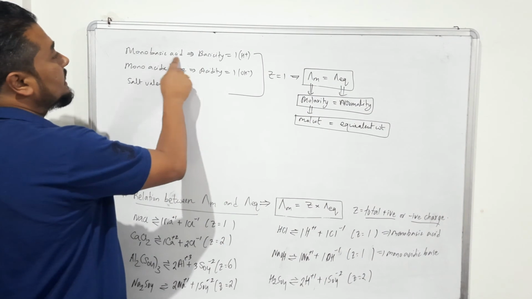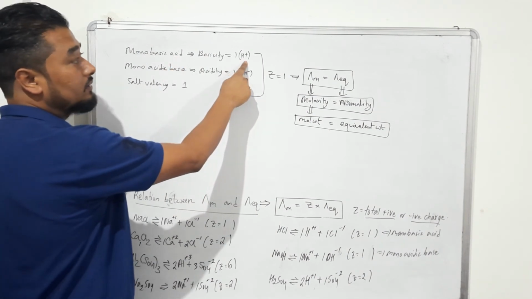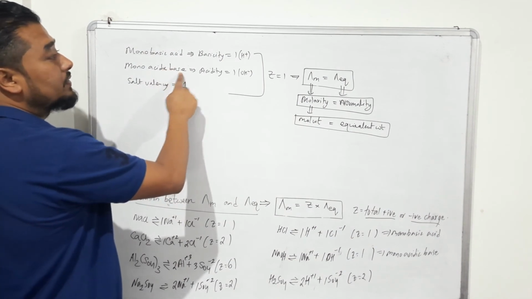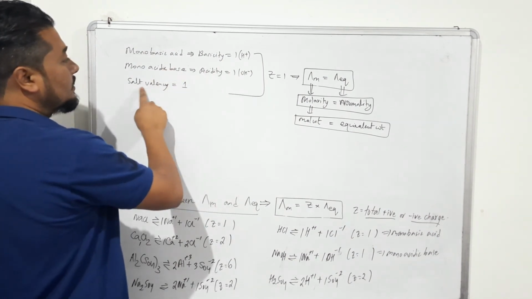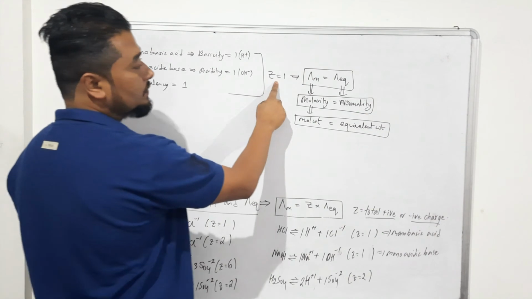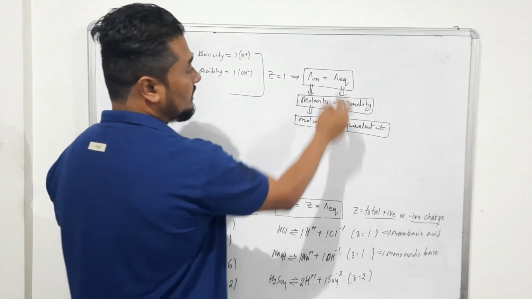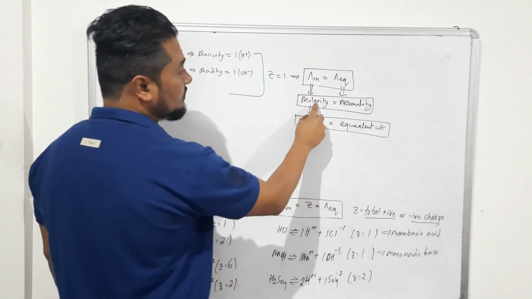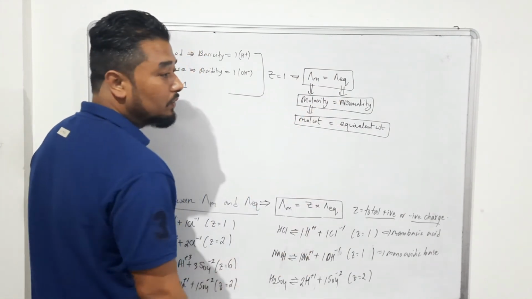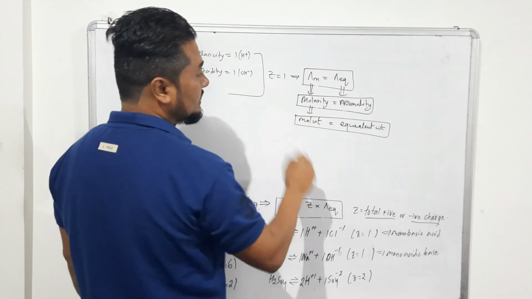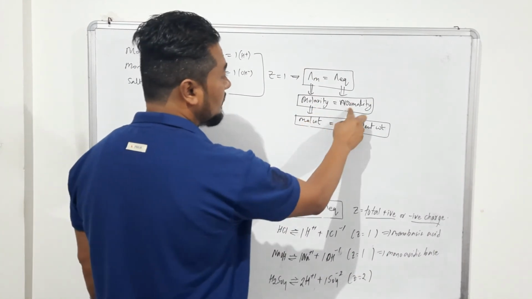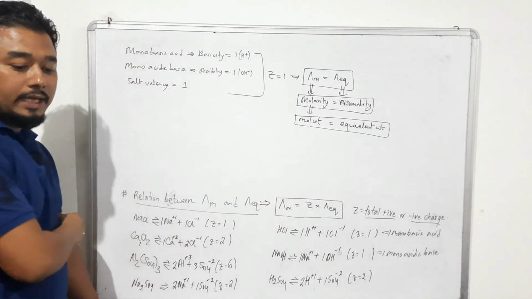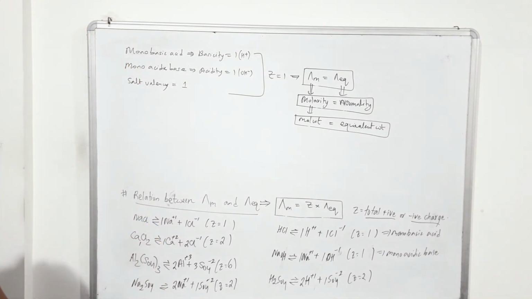So monobasic acid means whose basicity is 1, the acid which will give you only 1 H plus. Monoacidic base means the base which will give you only 1 OH. And salt whose valency is 1. For all of them, Z is 1. So molar conductance and equivalent conductance will be equal. So if molar conductance and equivalent conductance are equal, molarity and normality will also be equal, and molecular weight and equivalent weight will also be equal for such compounds. And you should not forget this relationship, students.